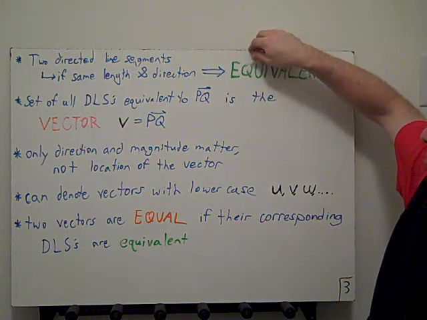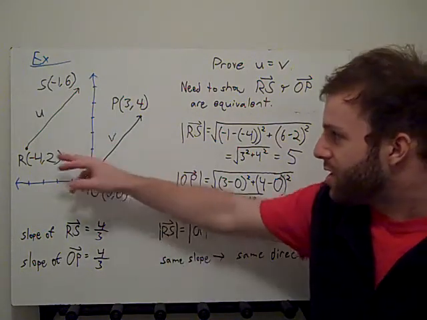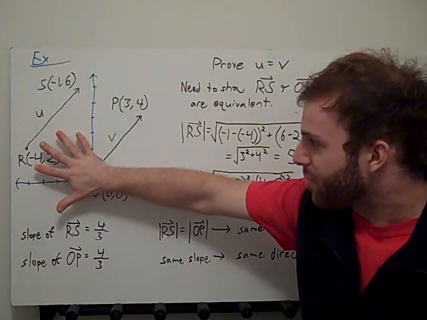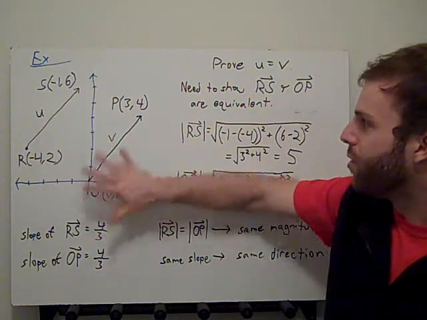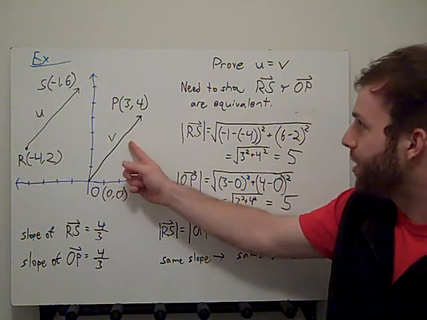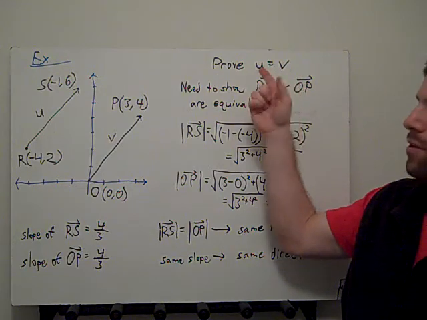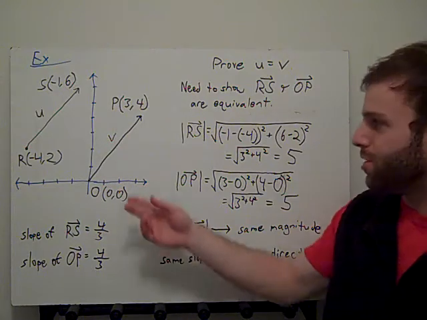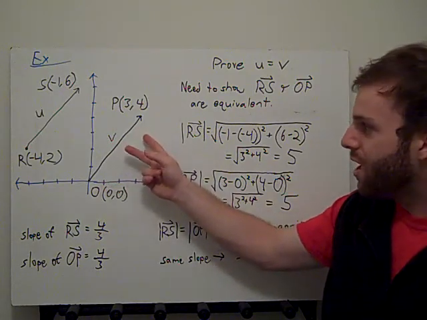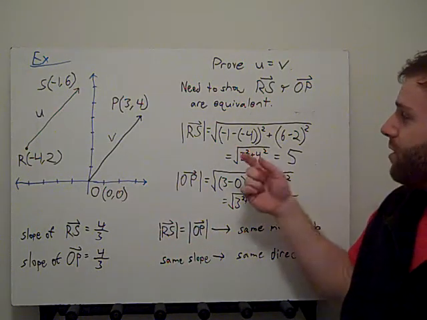And to make that a little more clear, I'm going to show you a quick example. Okay, so on this coordinate plane here we've got directed line segment RS, and we can call that one vector u, and here we've got OP, and we'll call that one vector v. And this question asks us to prove that the vector u is equivalent to the vector v. So to do that, we're going to need to show that they're the same length or magnitude, and also we want to look at the direction. So let's do the magnitude first.